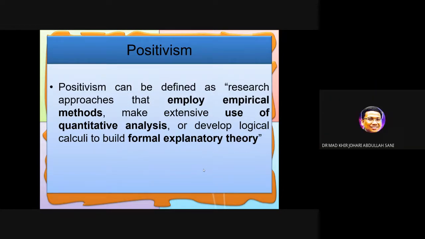Am I answering your question, Hafizi? Yes, Dr. Mahir, very clear, very clear.